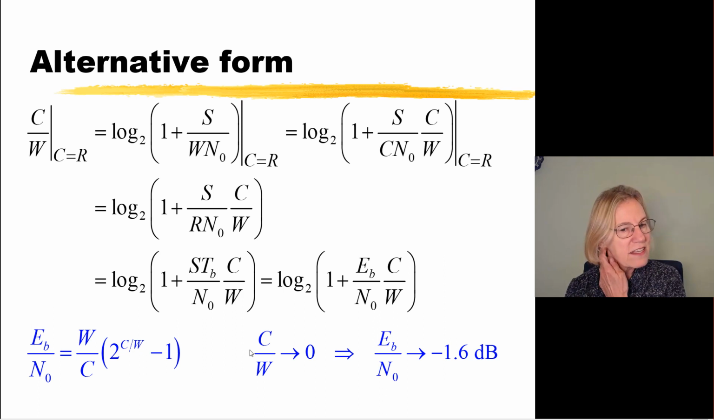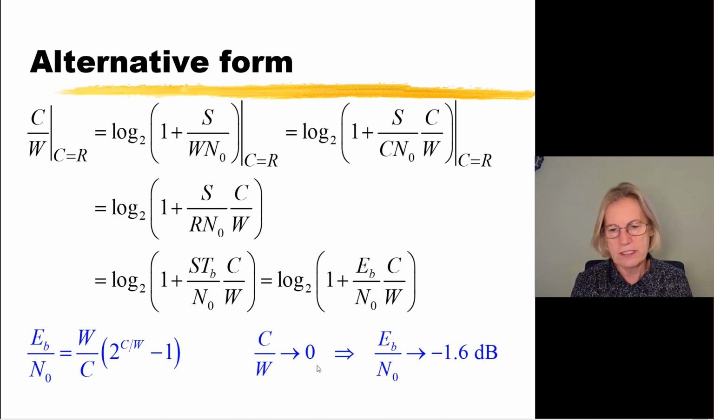Notice that as the ratio C to W goes to 0, we have a limit on the Eb over N0. So as C over W goes to 0, we have 2 to the 0. Excuse me, I have to multiply by these two quantities to take that limit. But if I take the limit as C divided by W goes to 0, I would find that there is a value for Eb over N0. And this limiting value is minus 1.6 dB.